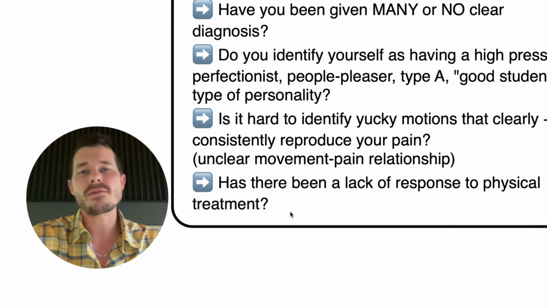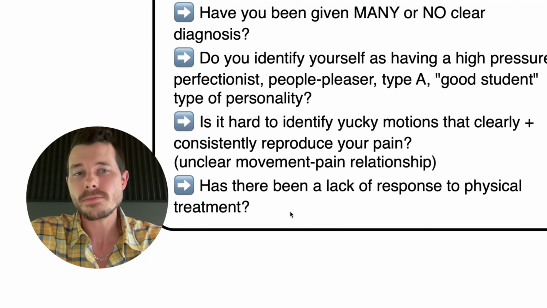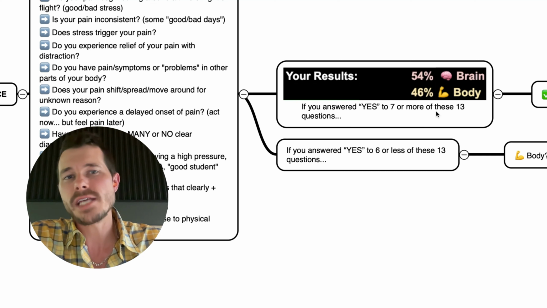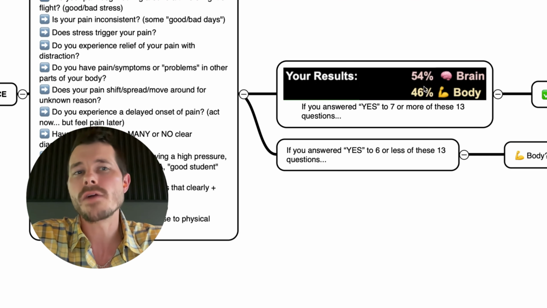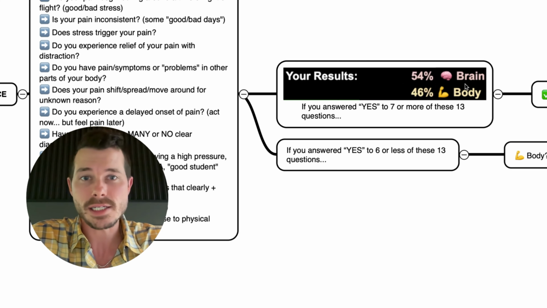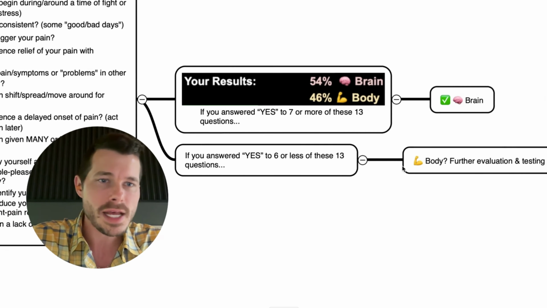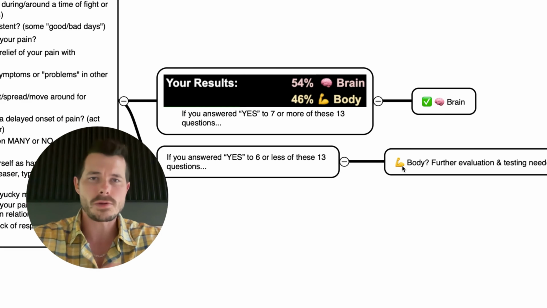And has there been a lack of response to physical treatment, in which case that might make sense. If it's a physical problem, it should respond to physical treatment. But why is it not? And so if you answered yes to 7 or more of these 13 questions, then this shifts the probability in favor of being more of a central nervous system sensitivity issue instead of a body issue. If you answered yes to 6 or less of these, then it is likely caused by something structurally within the body, but we would need to do further evaluation.